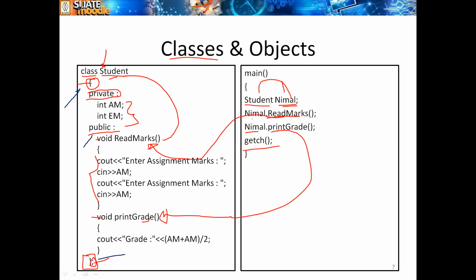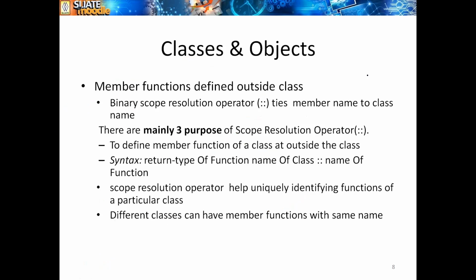In the earlier class the member function was written inside the class, but here the member function is defined outside the class. This uses the binary scope resolution operator, which ties the member name to the class name. Member name, like read marks, is tied to the class name using the scope resolution operator.